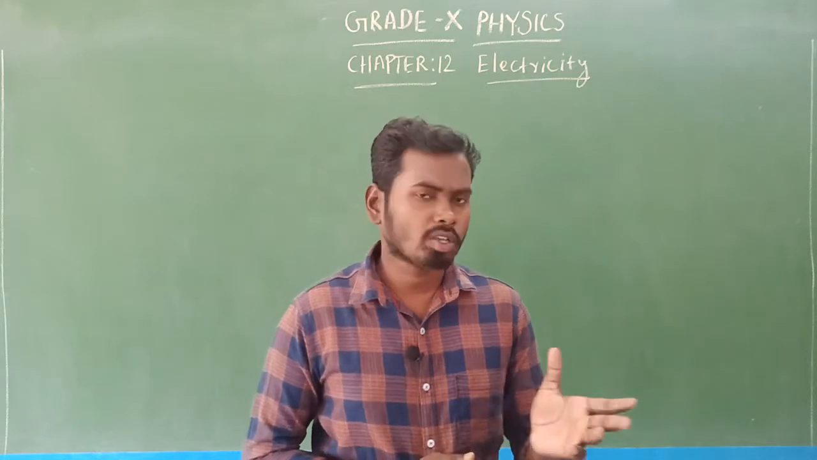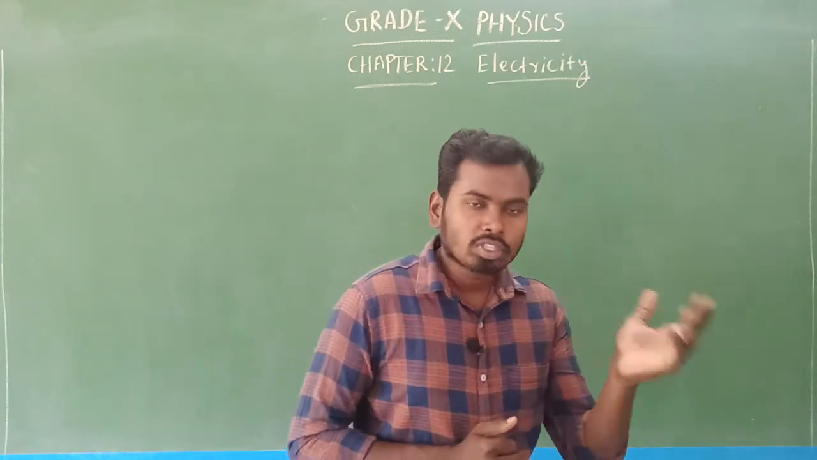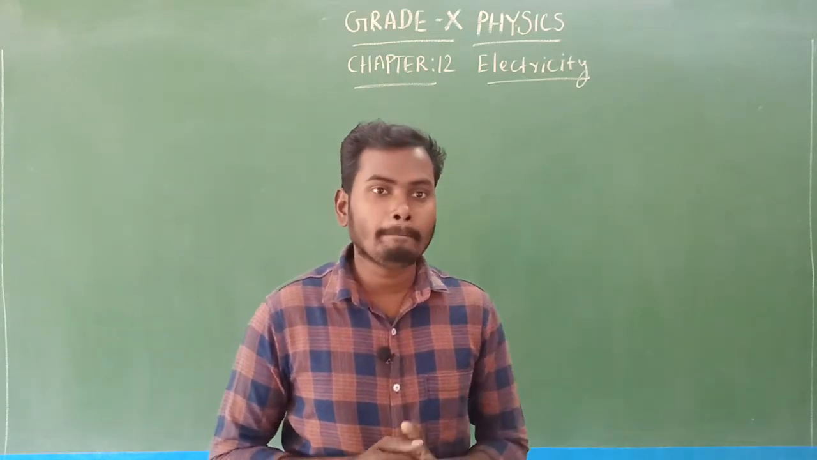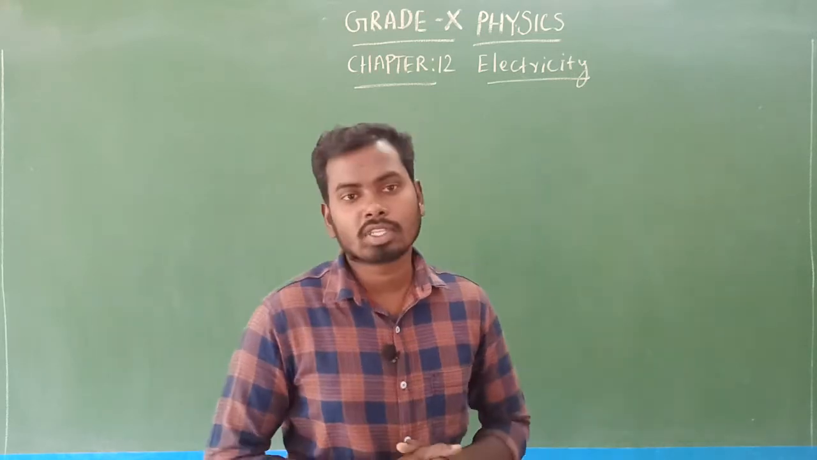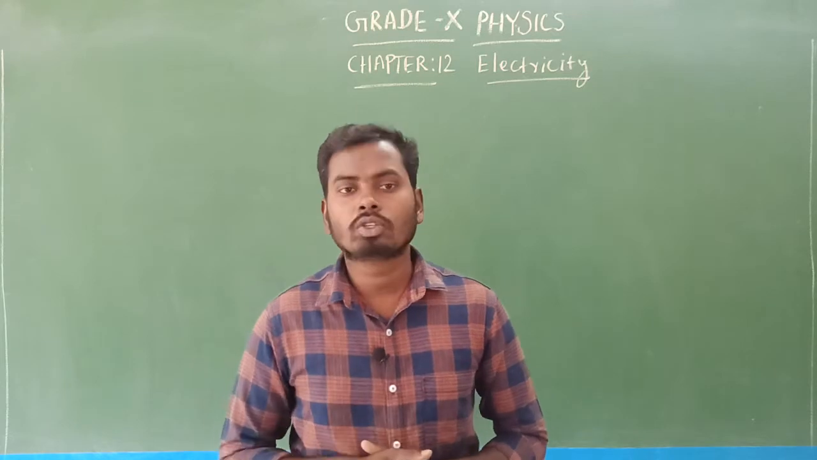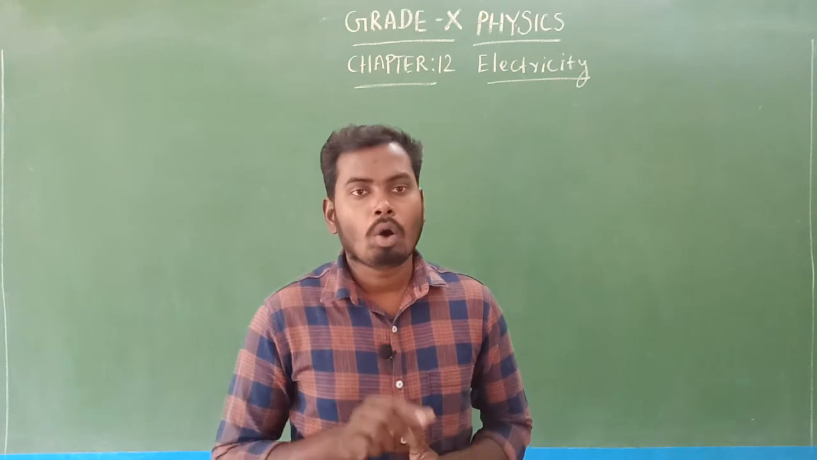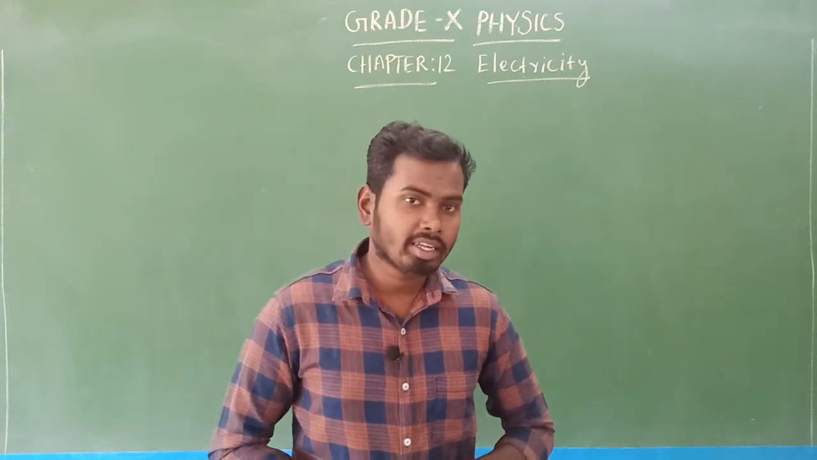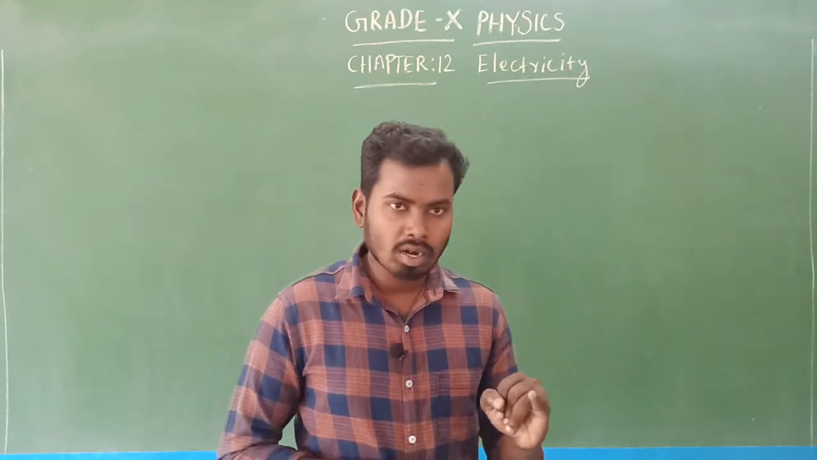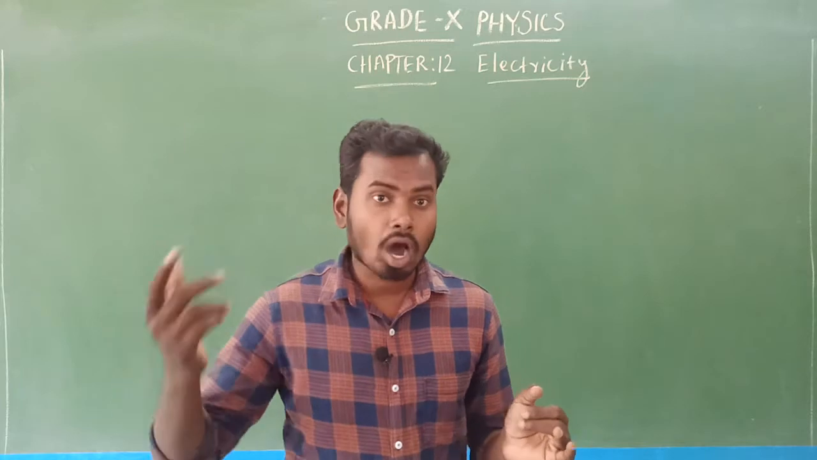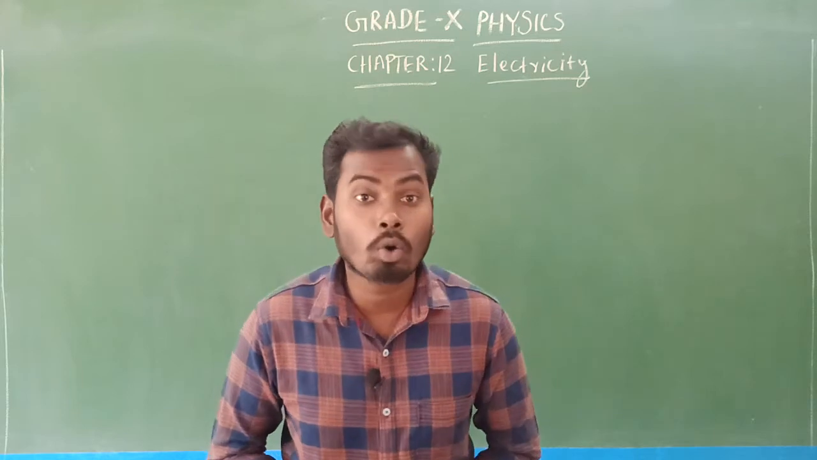The first one is positive charge, and the second one is negative charge. The electron possesses some charge, as well as the proton also possesses some charge. What is the amount of the charge? It is 1.6 into 10 to the power of minus 19 coulomb. This is for both the proton as well as the electron.